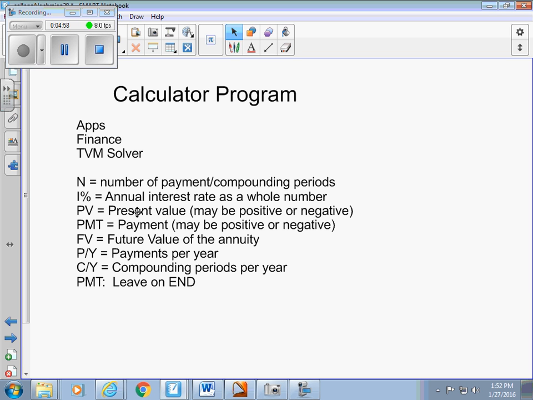Payments per year and compounding per year, almost always that's going to be 12 and 12. There may be a time they change that, but almost always we're going to be talking 12 and 12. And then the PMT, leave it on the end. That's kind of above the discussion of this class to talk about beginning and end. It is almost always at the end. There's some rare things that are done at the beginning of the month. Not in this class. So this finance app takes you beyond the scope of those two formulas. Those two formulas don't have the option to change that.